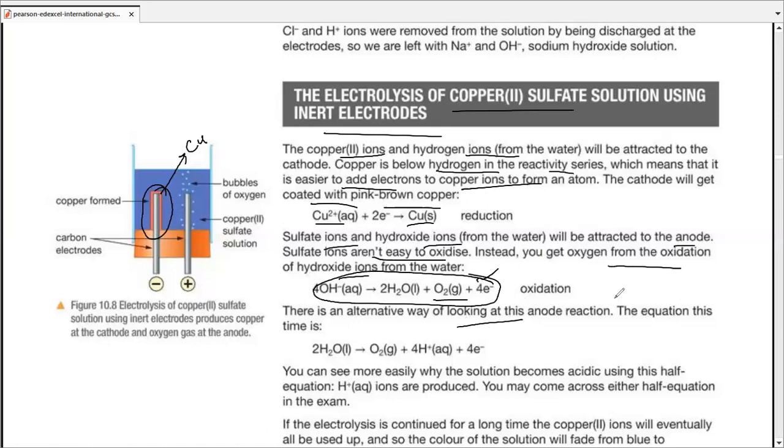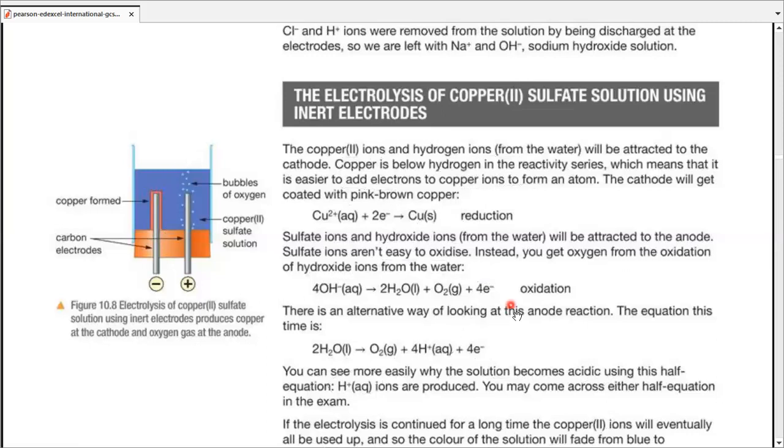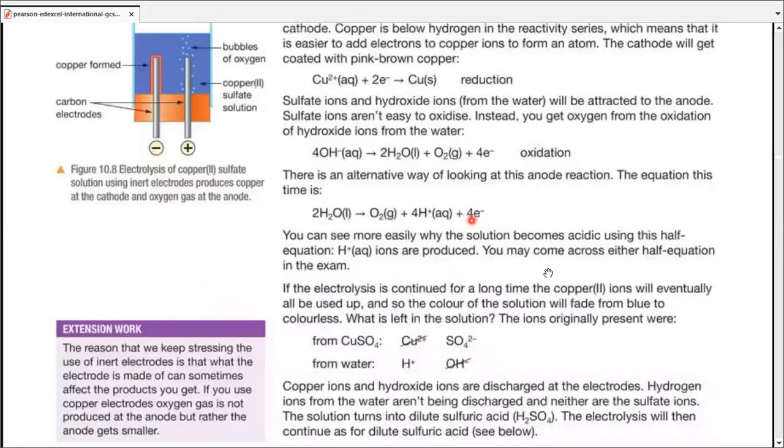There is an alternative way of looking at the anode reaction. The water was converted into oxygen, gave us some hydrogen ions and some electrons. Of course, those hydrogen ions will be considered for either the cathode or maybe some other product can be at the cathode, and we will keep the hydrogen ions for the system. That's why the solution becomes acidic, because there are too many hydrogen ions in the system. If the electrolysis is continued for a long time, copper 2 ions will eventually be used up, so the color of the solution fades from blue to light blue or even to colorless. All right?